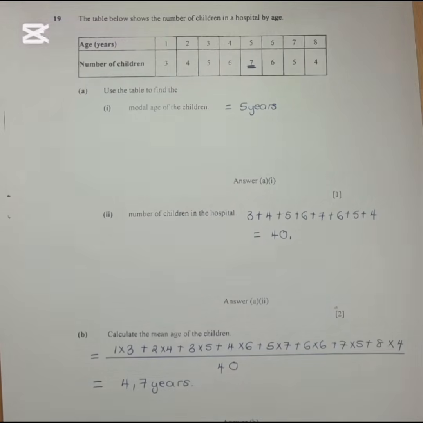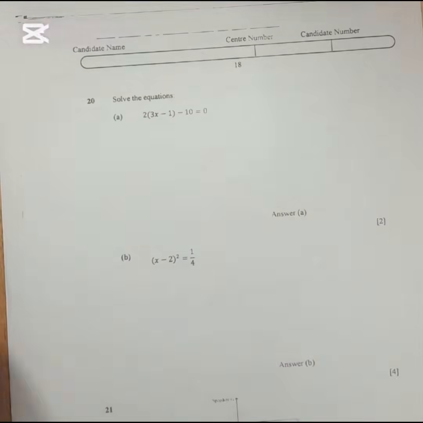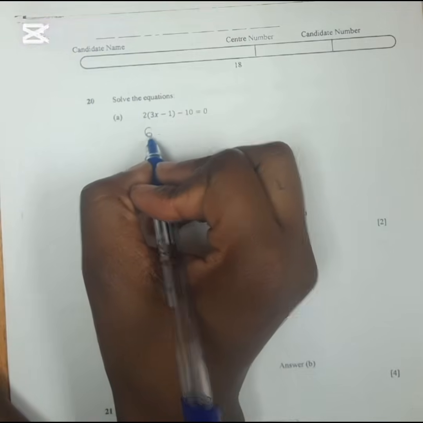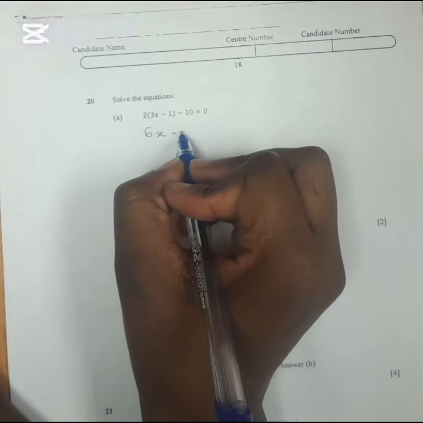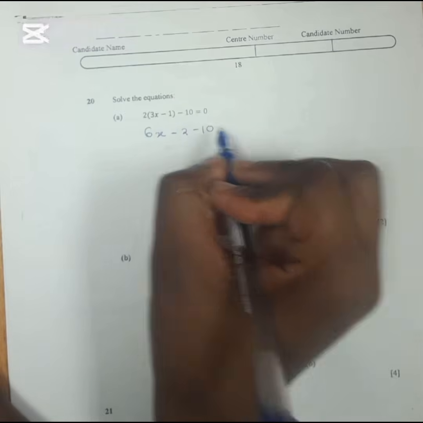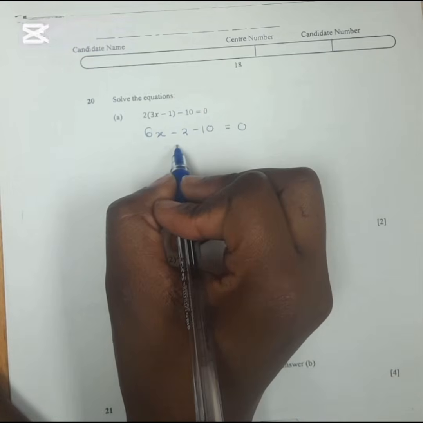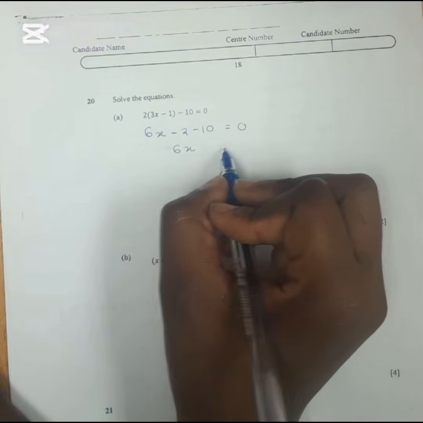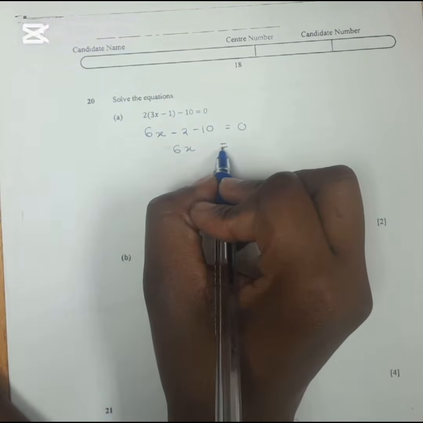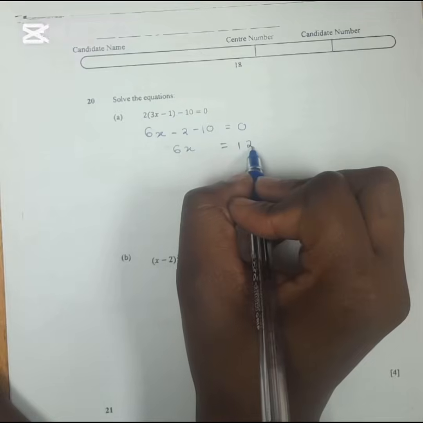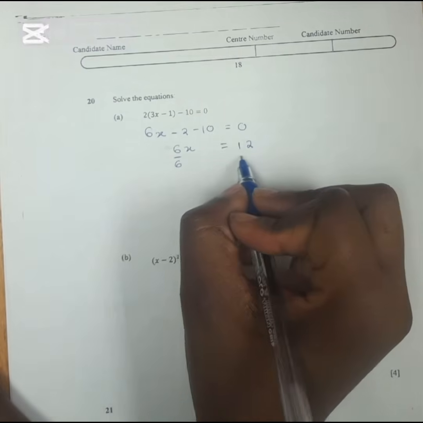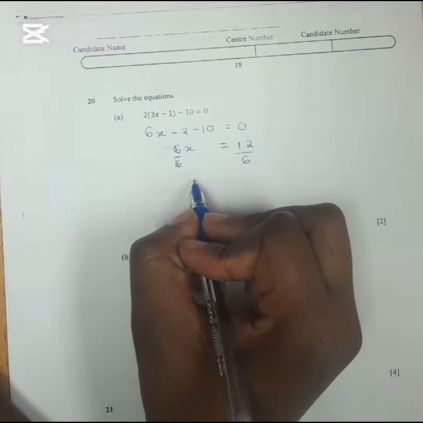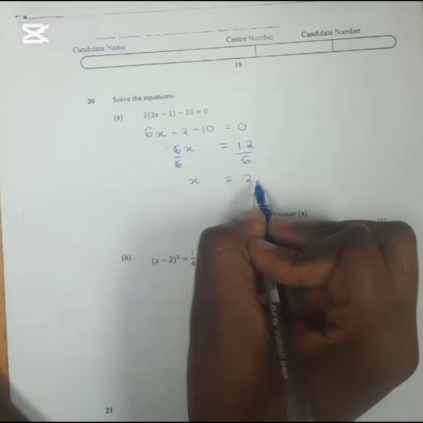Let us move on to number 20. Number 20, solve the equation 2 times 3x minus 1 minus 10 is equal to 0. So we need to find the value of x. 2 times 3x, we get 6x. 2 times minus 1, we get minus 2. Minus 10 is equal to 0. And then we are going to shift minus 2 minus 10 to the other side. It is going to be added so that it is going to be equal to 12. We then divide both sides by 6 in order to get x is equal to 2.